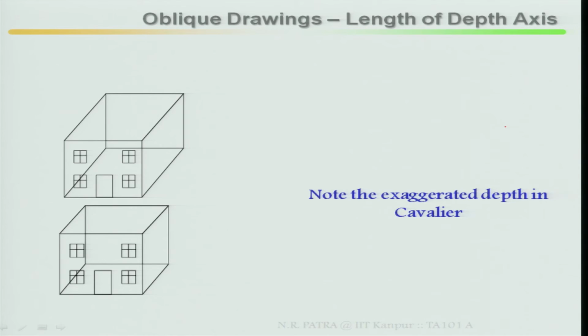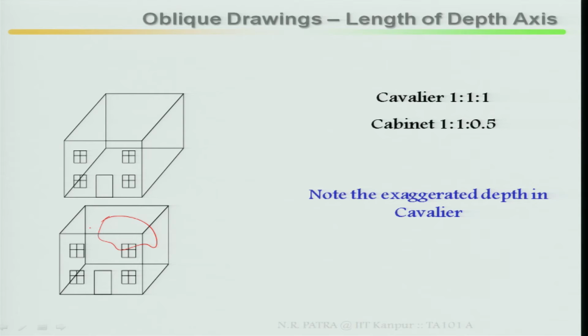Look at the two drawings. In the depth axis, one drawing has a very simple feature, a building, and the other has large dimensions in the depth axis. So if you bring it back to the front, you can very easily visualize what is there on the back side. That is the reason this cabinet view or oblique drawing is there.